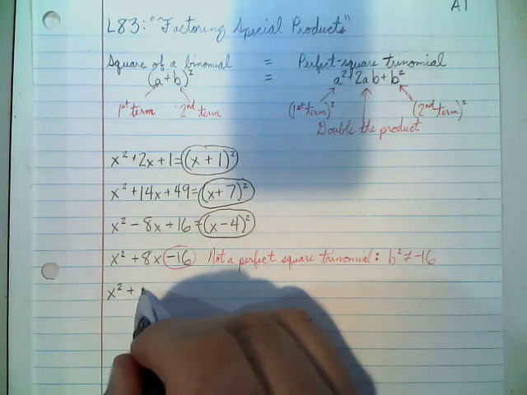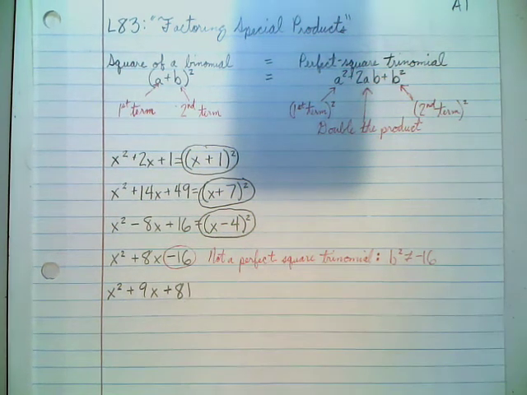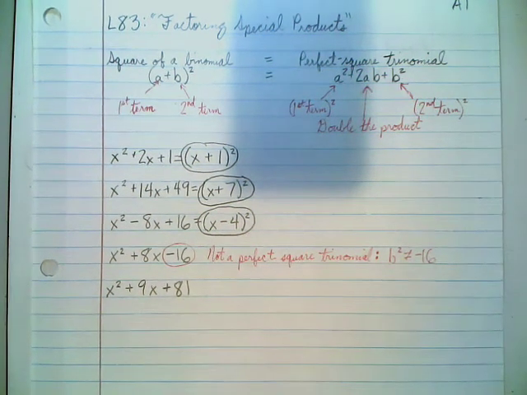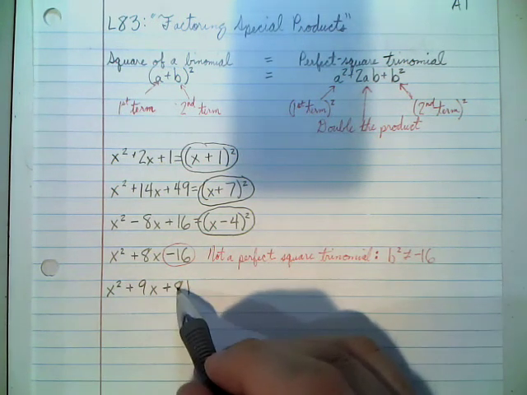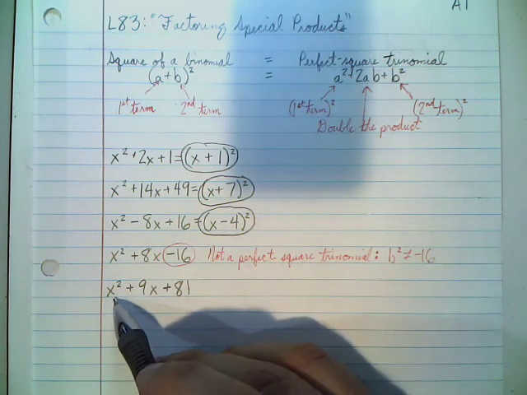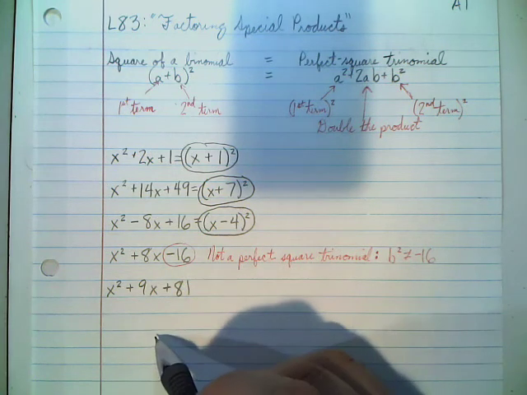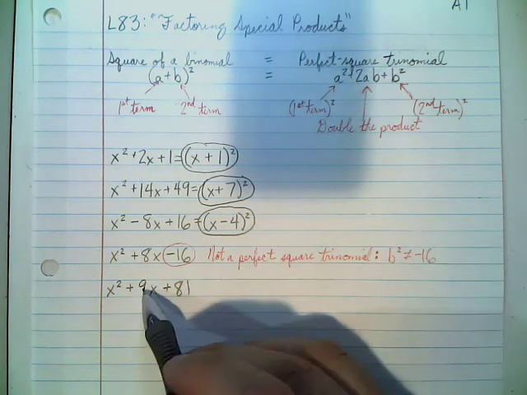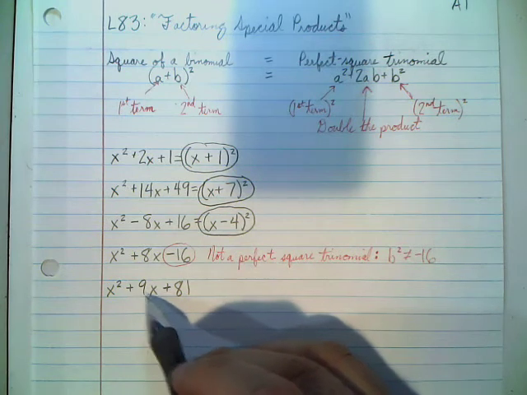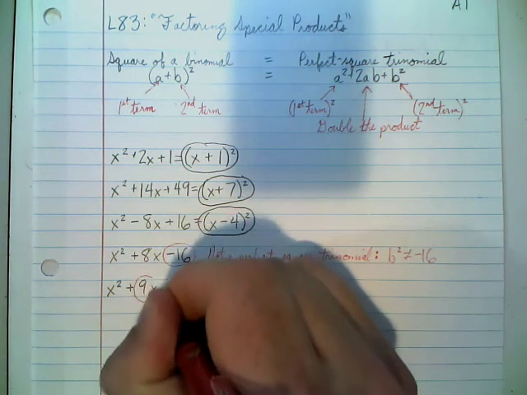x squared plus 9x plus 81. So, is this something squared? Yes, it's x squared. Is this something squared? Yes, it's 9 squared. So if this is x squared and this is 9 squared, then double their product should be in the middle. So x times 9 is 9x. But this is not double 9x here. So the trouble here is this guy.